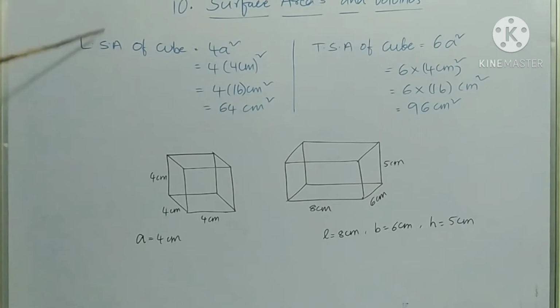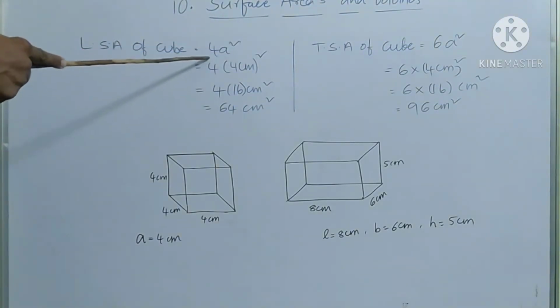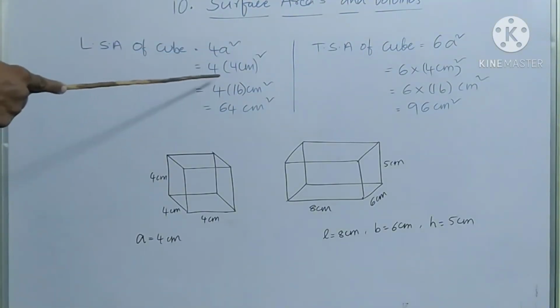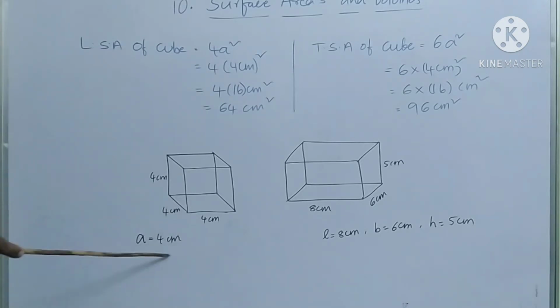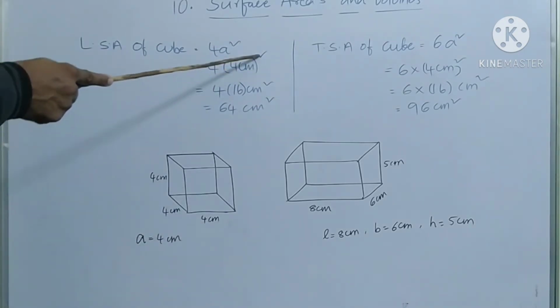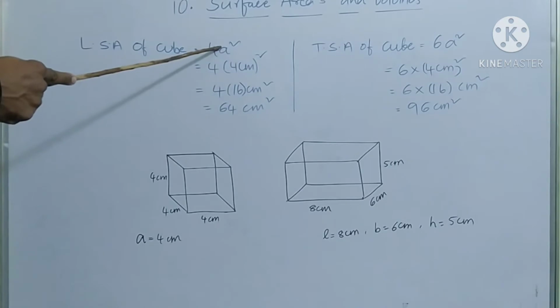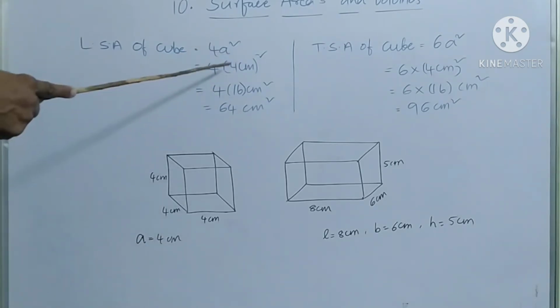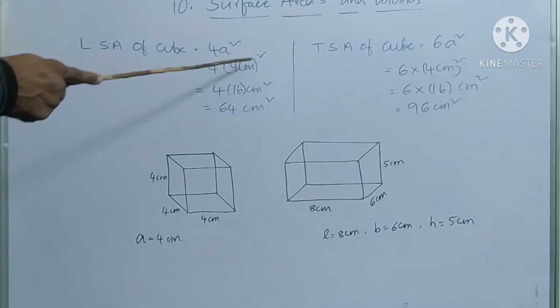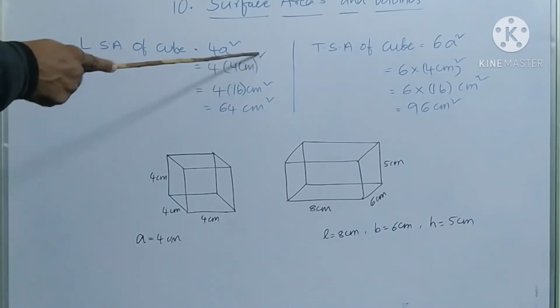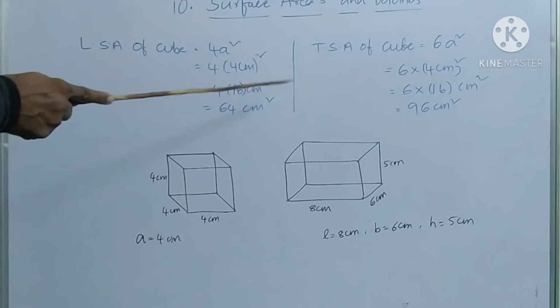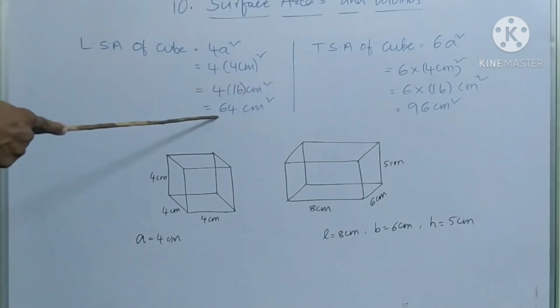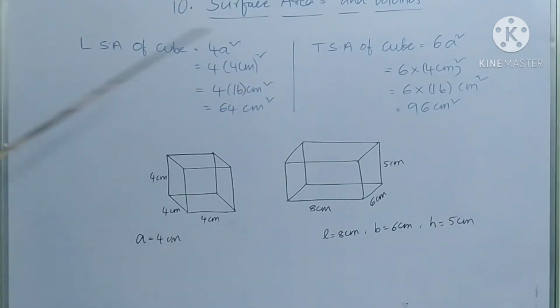Here LSA, lateral surface area of cube formula is 4a square, that is equal to 4 into a, where a is 4 centimeters. Instead of a we have to substitute 4 centimeters. So that is 4 into 4 centimeters square, 4 4s are 16 centimeters square. 16 into 4 is equal to 64 centimeters square. Centimeter square is the unit of the given cube.